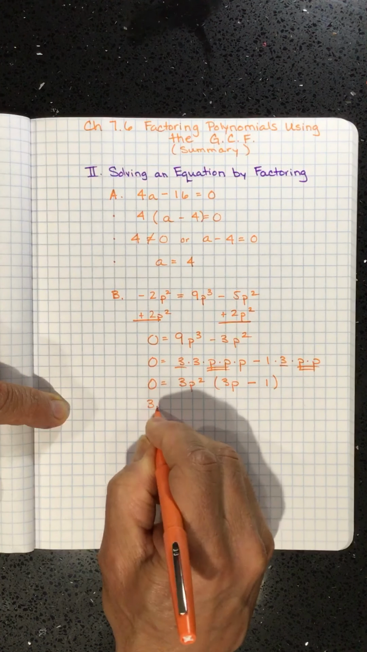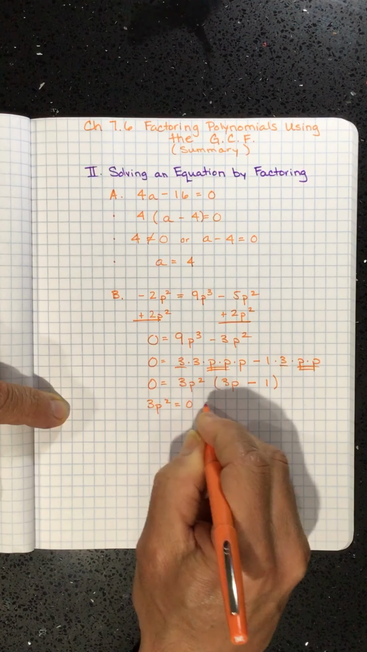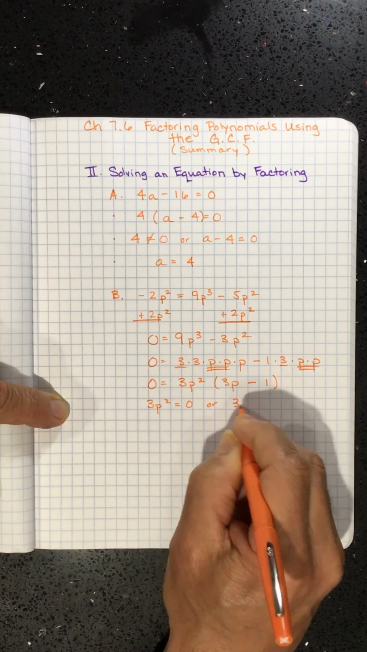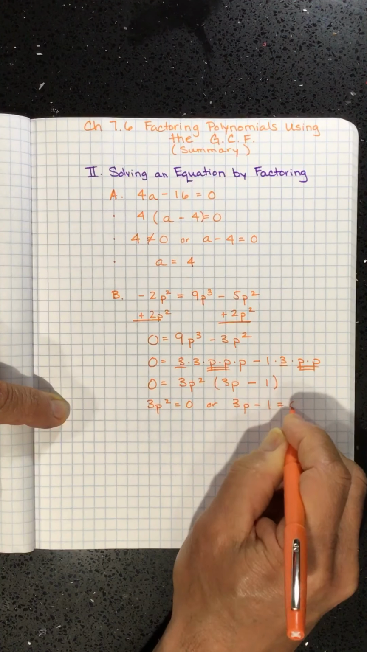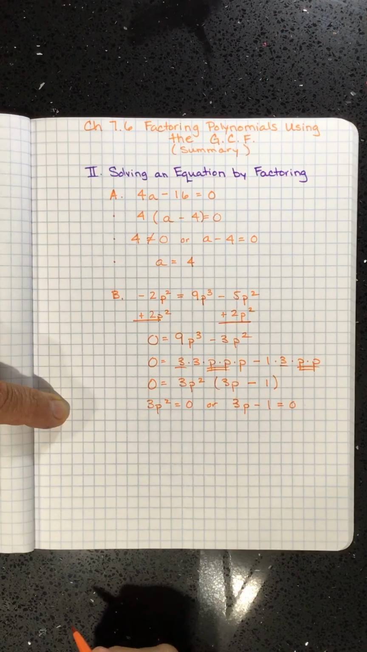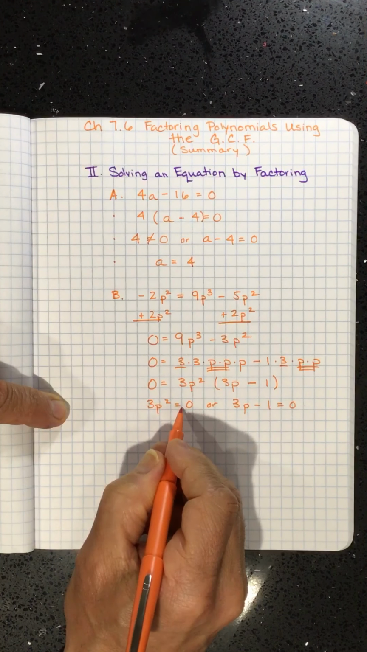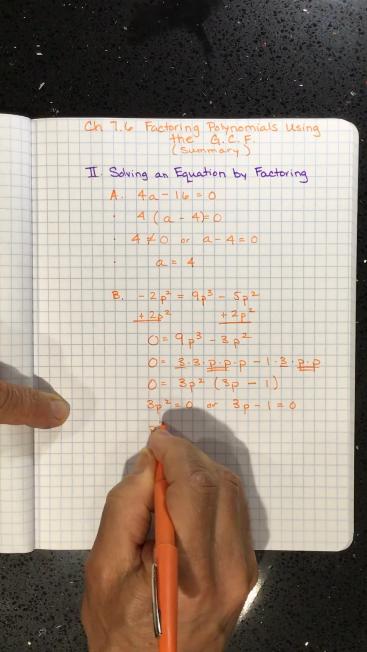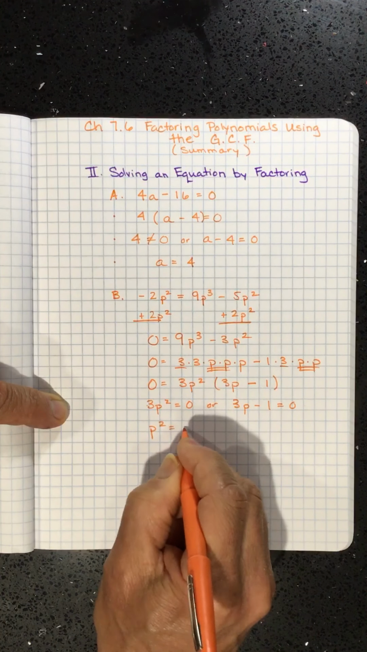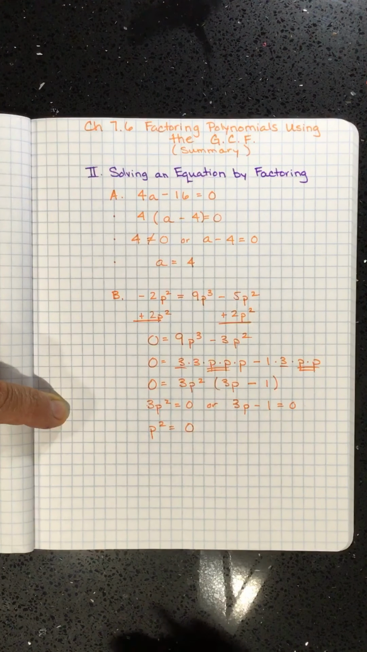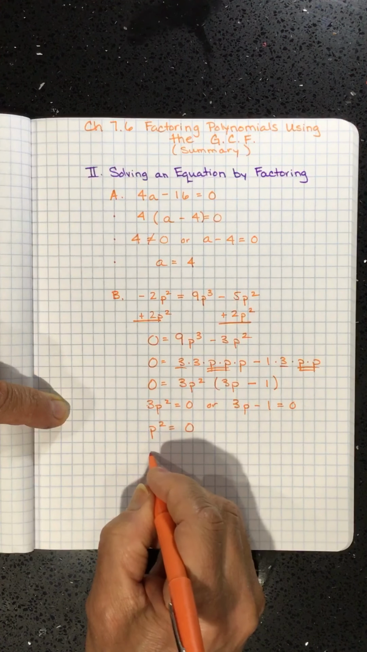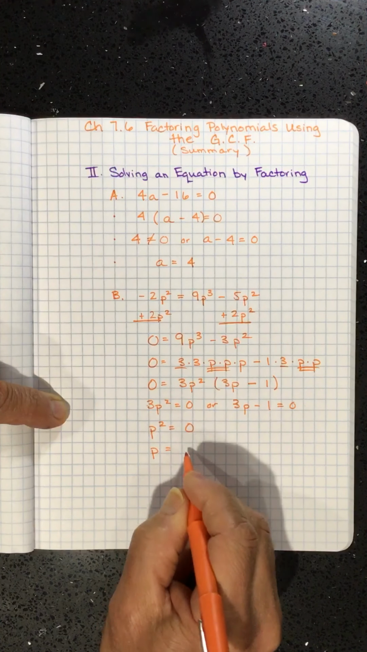So 3p squared is 0, or 3p minus 1 is 0. And then just start doing the math, right? So we're going to divide both sides by 3. So that's p squared is 0 divided by 3, which is still 0. And we all know that the square root of p squared is p, and the square root of 0 is 0.